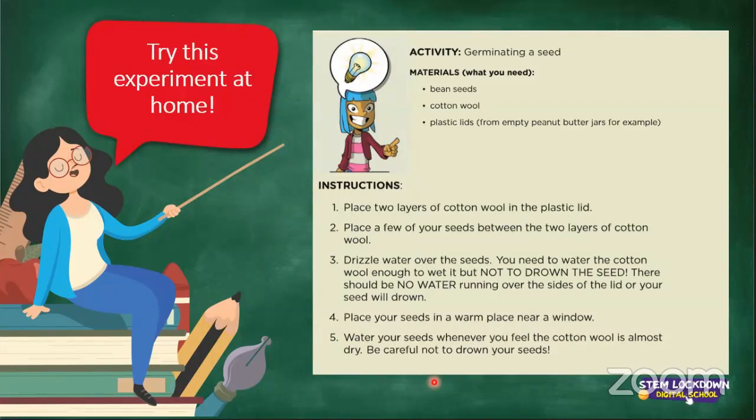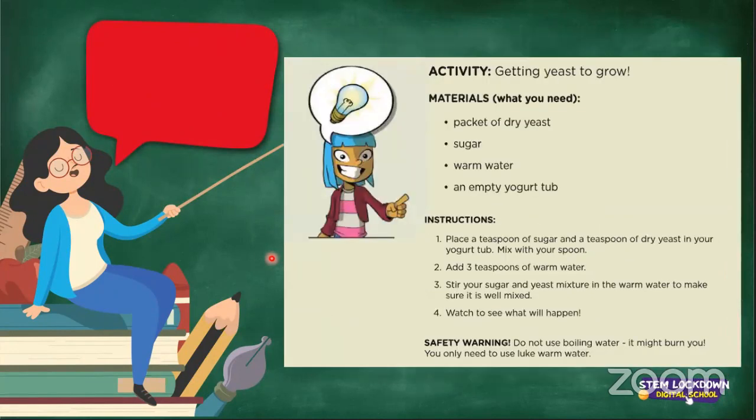Okay, now every day that you feel that that cotton wool is almost dry, you need to water them again. But like I said, just sprinkle it, like drizzle water over the seeds. Be very careful not to drown it. All right. So this is the activity that you will do to germinate a seed.